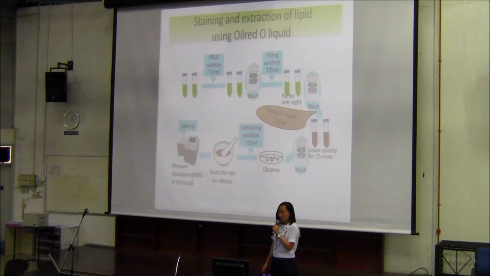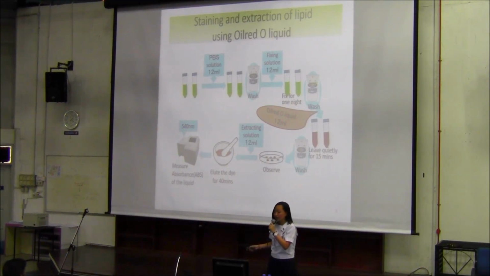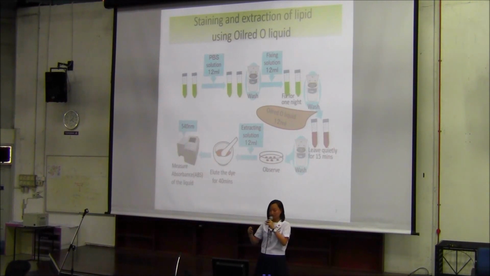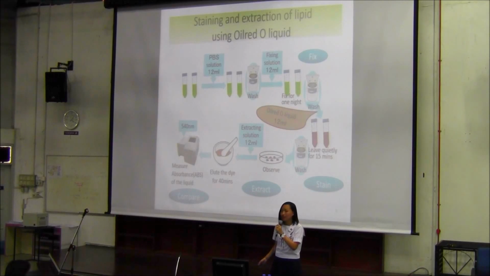Next I will explain about staining and extraction of lipid using Oil Red. Oil Red is the dye that stains lipid red, and the spectrum is 540 nanometers. So we measure the absorbance at 540 nanometers, then compare the amount of lipid. This picture shows the flow of the experiment. We experiment in the order of culture, stain, extract, and compare.